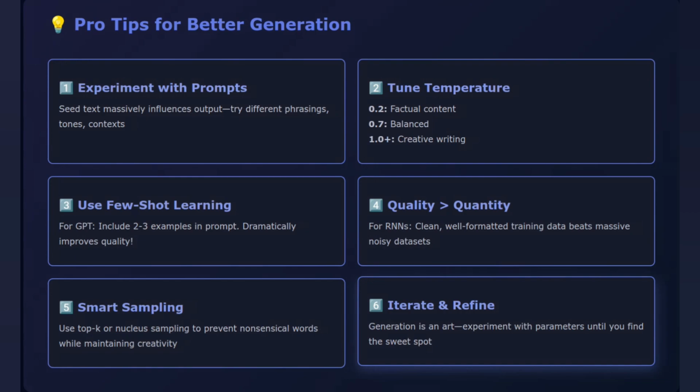Tip 3. For GPT models, use few-shot learning. Include 2 to 3 examples of the task in your prompt. This dramatically improves output quality. Tip 4. For RNN models, dataset quality matters more than quantity. Clean, well-formatted text in your training data leads to much better generation. Tip 5. Use top K or nucleus sampling to prevent the model from choosing unlikely, nonsensical words while maintaining creativity.